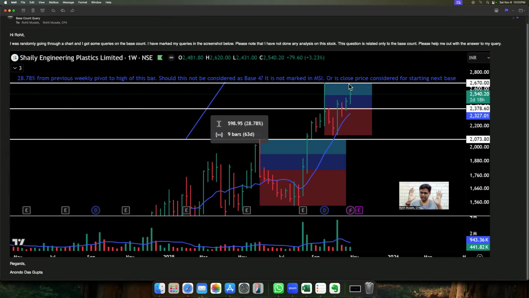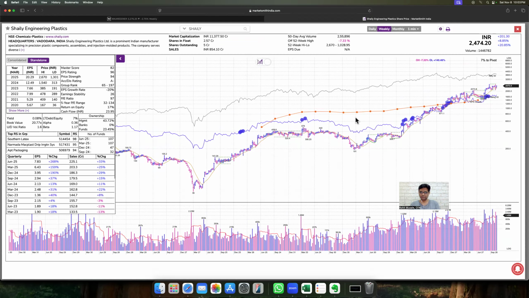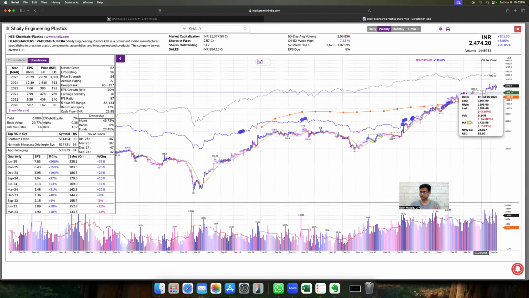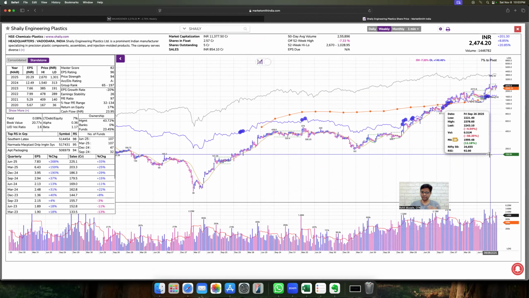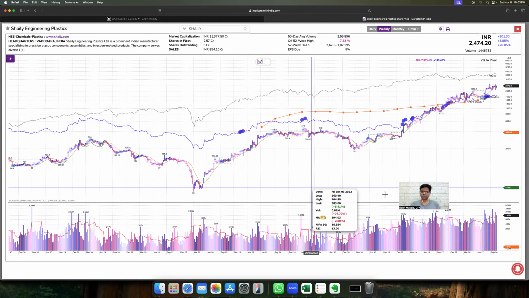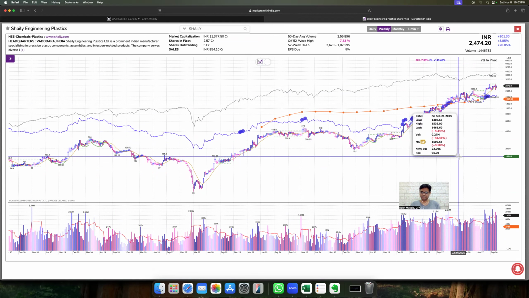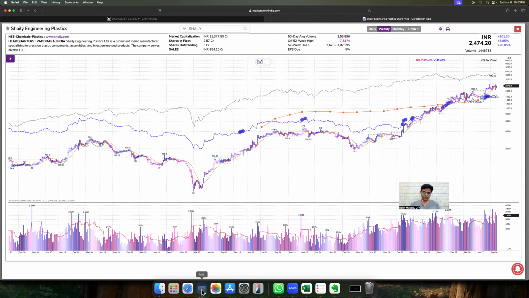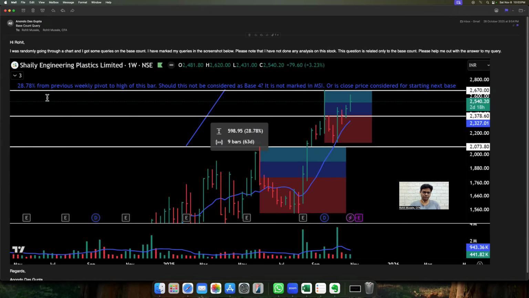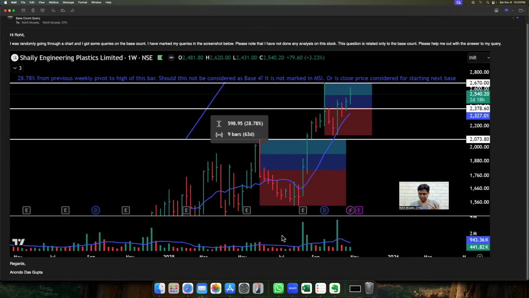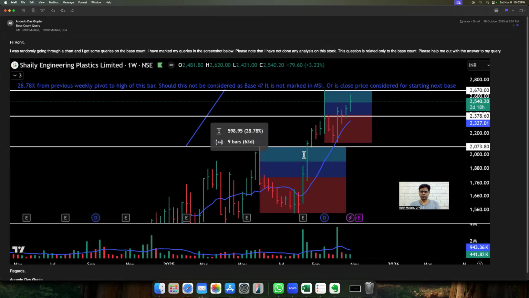Because I do my own analysis. MarketSmith is just a tool for me. This is good to observe and study and things like that, but I can use my own judgment also, right? So that would be my analysis on this email. I thank Mr. Anando Das Gupta for sending me this email, for raising this point, because base counting is very important.